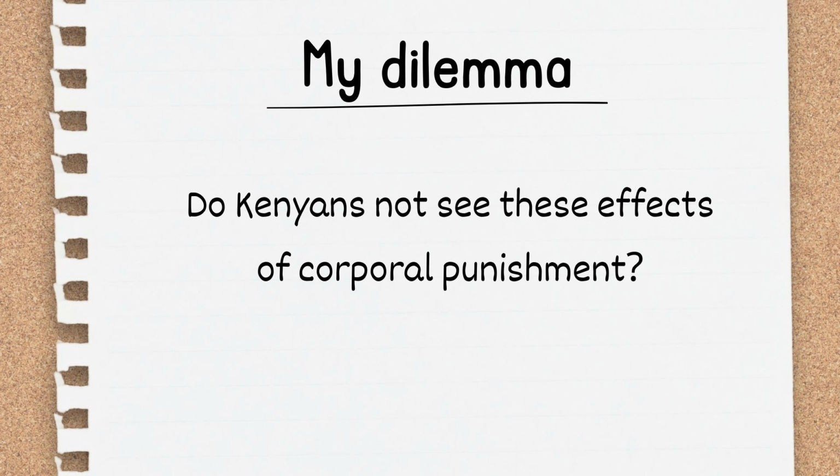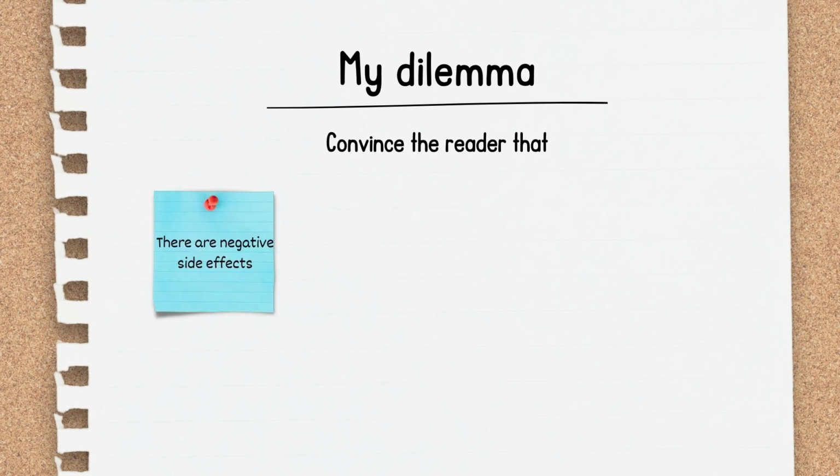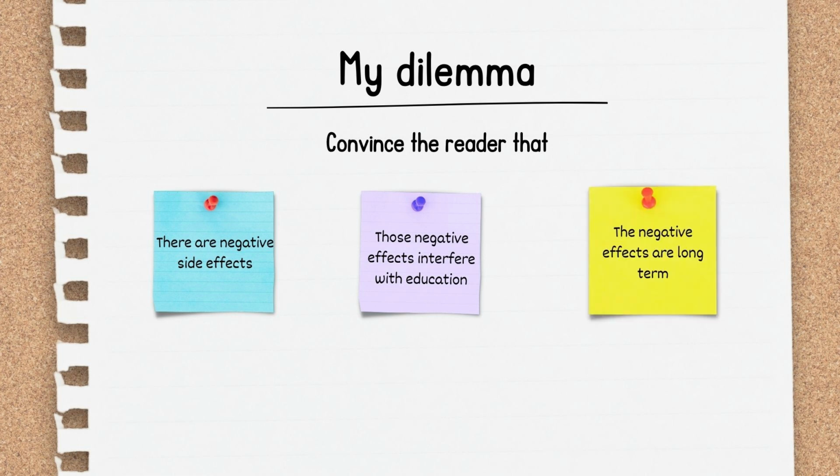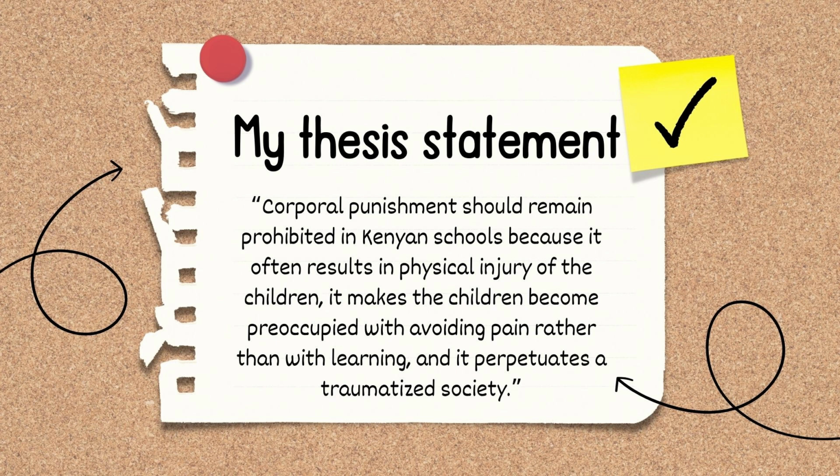Therefore, an essay addressing this dilemma would want to convince the readers that 1. There are negative side effects of corporal punishment. 2. Those negative effects interfere with education. 3. Those negative effects are not short-term but are long-term. So this is my thesis statement.